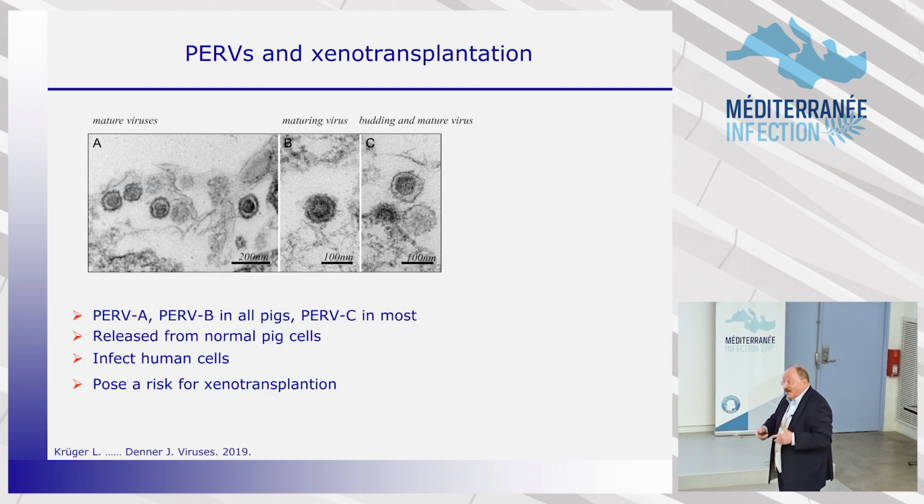And let me come quickly to the porcine endogenous retroviruses. These are major viruses and budding viruses. We have 3 types in the genome of the pig. PERV A and B are present in all pigs, C in most. They are released from normal pig cells, and they can infect human cells, and therefore they pose a risk of xenotransplantation using tissue, cells, or organs from pigs.